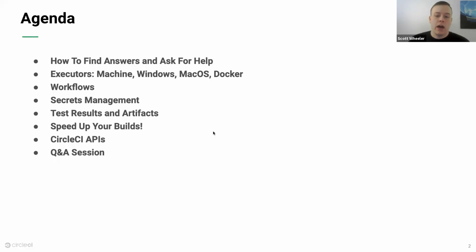Today's agenda includes how to find answers and ask for help. We'll go over executors, their use cases, and some examples, how to create and manage workflows and why they're valuable, the different methods of managing secrets inside your builds, how to create reports and persist data after a build completes using test results and artifacts. We'll talk about some optimization techniques, the CircleCI API, and then the Q&A session at the end.